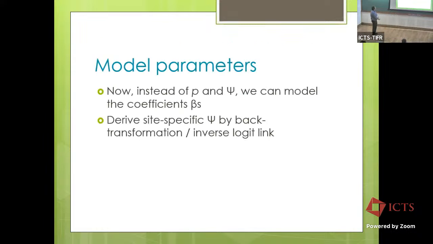Okay. So because we were able to do that transformation, we can now model these coefficients, like I said, as a function of these different x's, the covariates that we talked about. And then I already said the inverse logit link, or the back transformation, will let us get to our actual estimate.